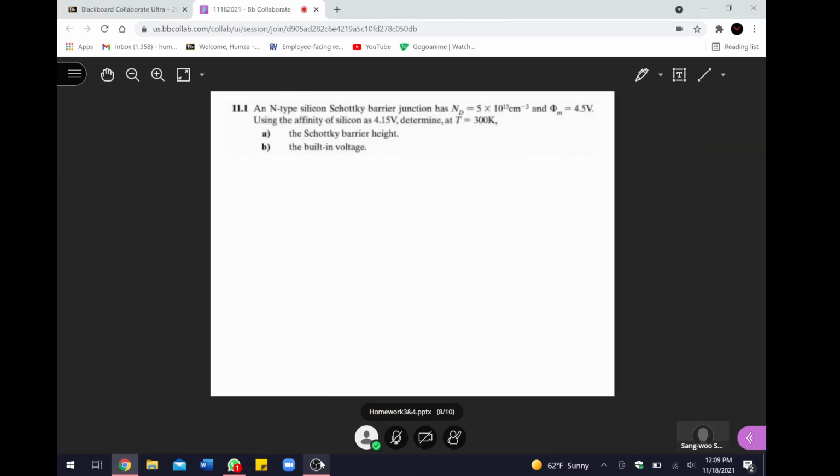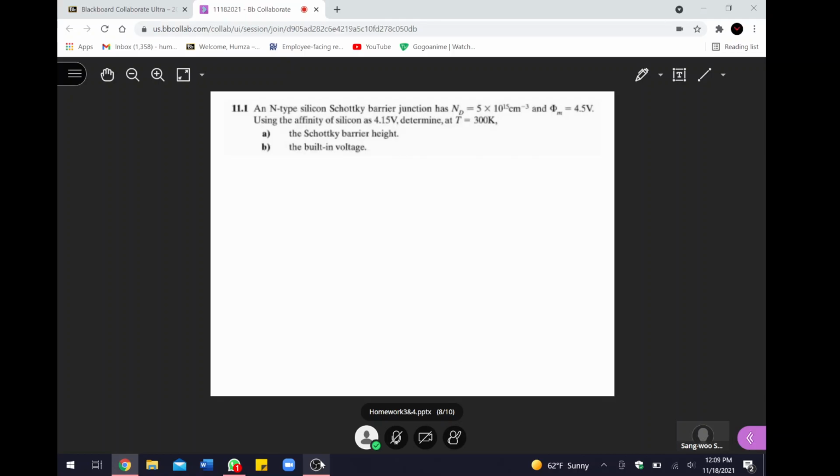Okay, let's move to the next. Now it's chapter 11. We're going to start to look at the metal to semiconductor junction. The first one is 11.1. This is, I think, straightforward. This one is the Schottky barrier height, and especially this one is N-type silicon. The silicon doping is given, the metal work function is given, and the silicon electron affinity is given.